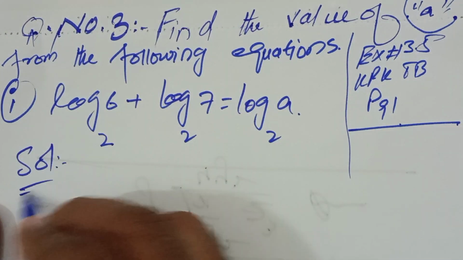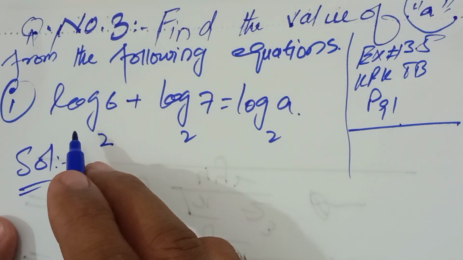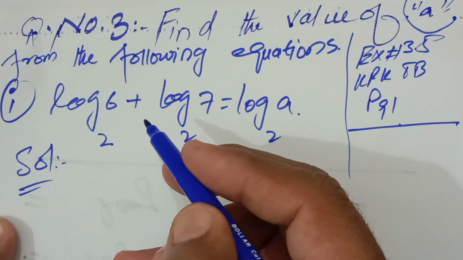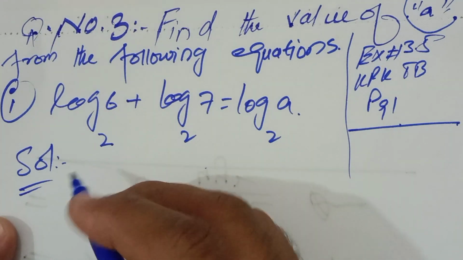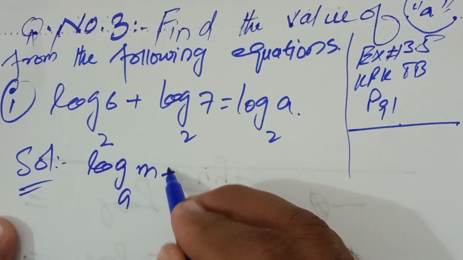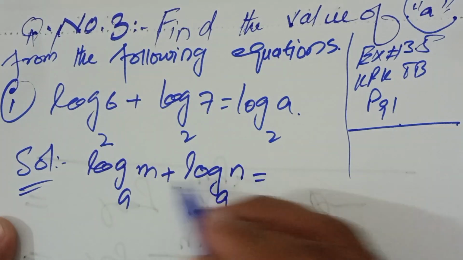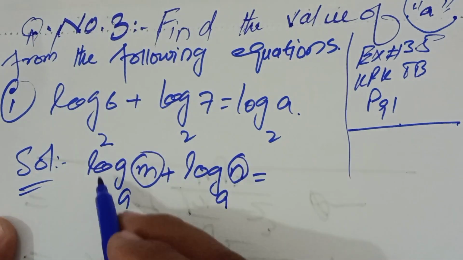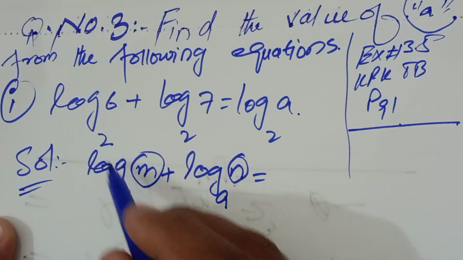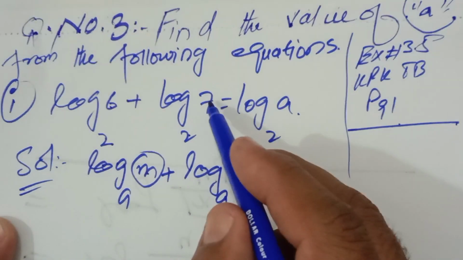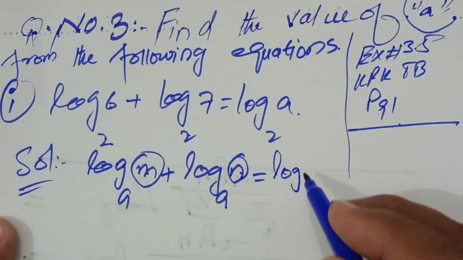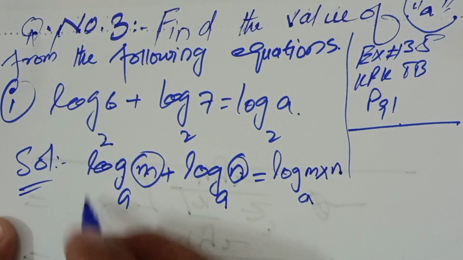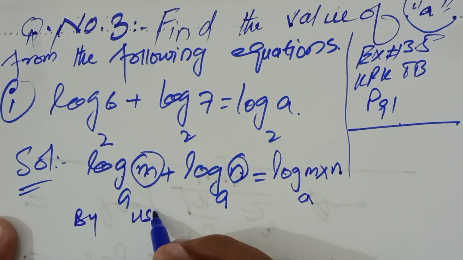solution. First of all, we have four rules, which are the logarithmic properties. To sum up, we have to collect the terms using the suitable property. We have log with base a of m plus log with base a of n. Let's suppose m and n are the amounts. Here a is 2, m is 6, and n is 7. If we make it a single log with base a, then m will be multiplied by n, by using the logarithmic property.